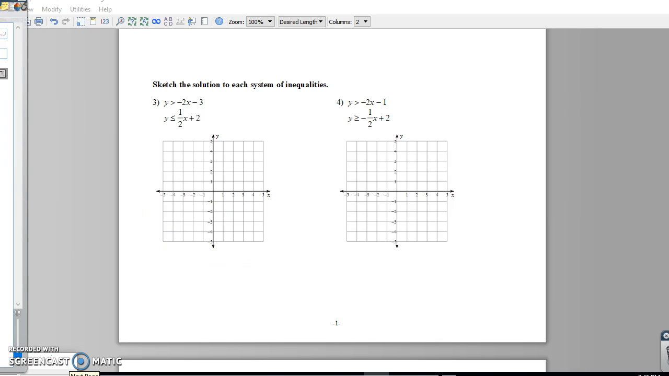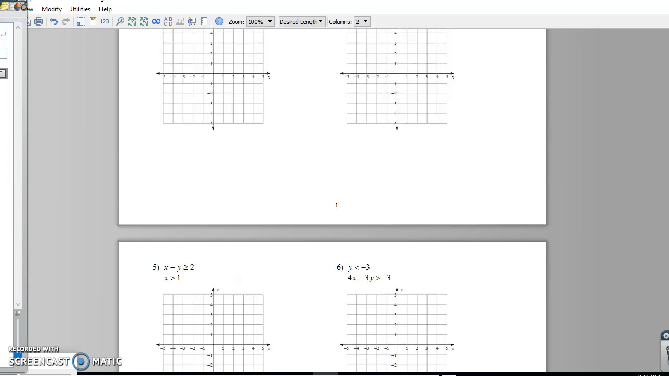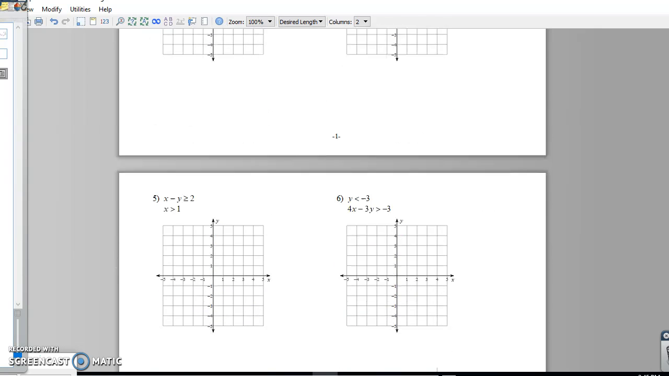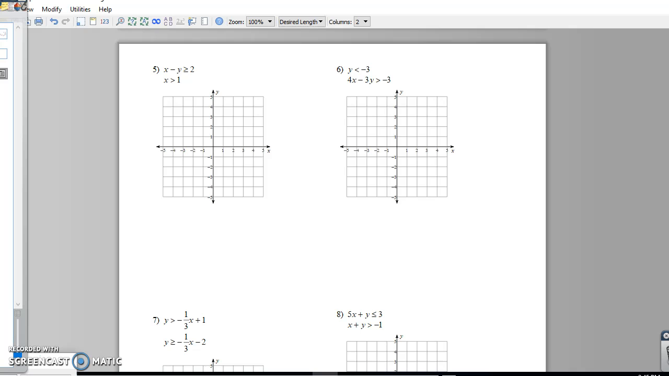Like number 5, it's the same thing as number 3. Or, excuse me, number 4 is the same thing as number 3. Number 5 is a lot like number 2. I need to first probably write this in slope-intercept form. The second inequality, x is greater than 1. Think about what the equation x equals 1 would look like.